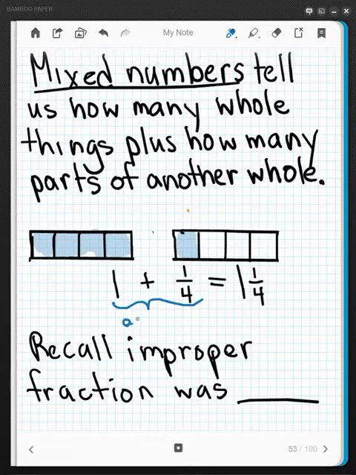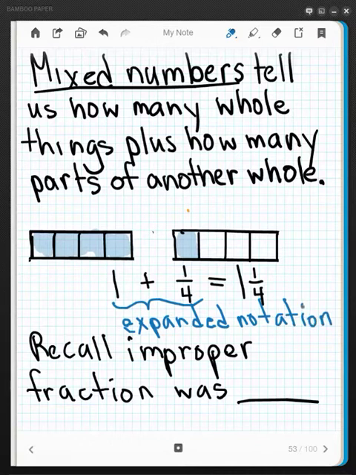Now it's important that you understand that this is what we call the expanded notation of a mixed number, because a mixed number really does represent 1 1/4 as 1 plus 1/4. So this is our expanded notation of a mixed number, and that can come up later on when we learn to add and subtract mixed numbers.